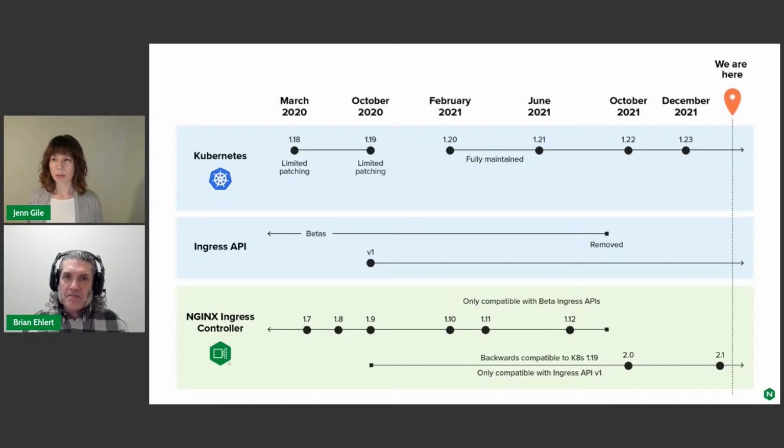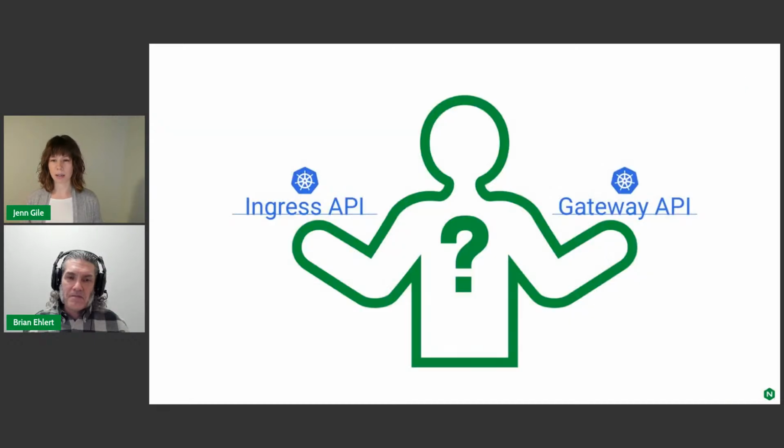I want to move to a topic that we've been hearing a lot about, really since the summer or the fall, which is the Gateway API. There seems to be a lot of both conversation and confusion over why there is a new API. How are they different? So let's just start with what it is.